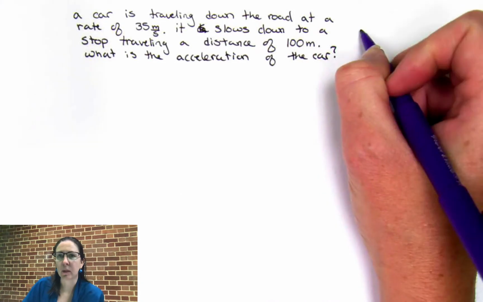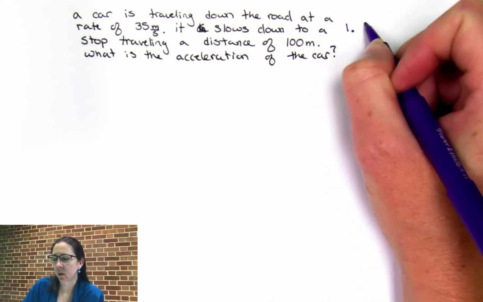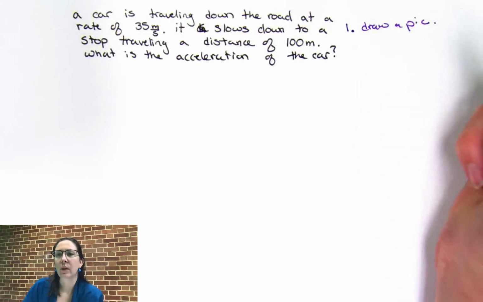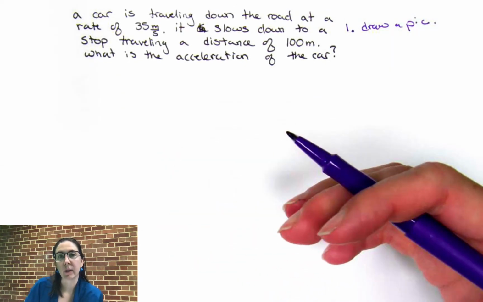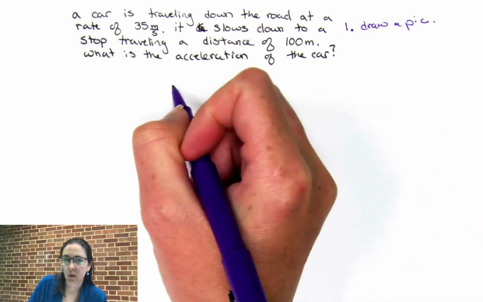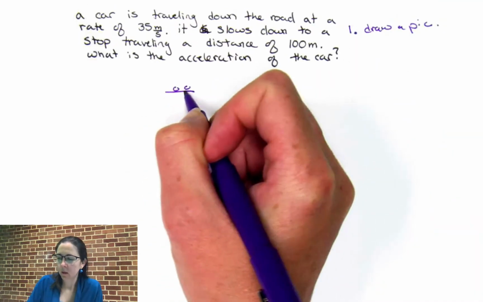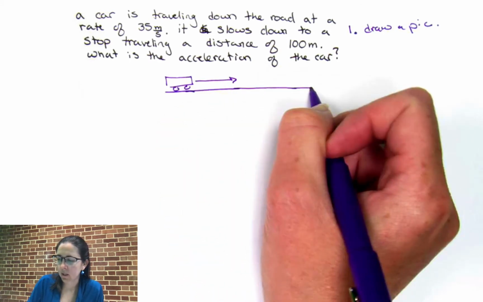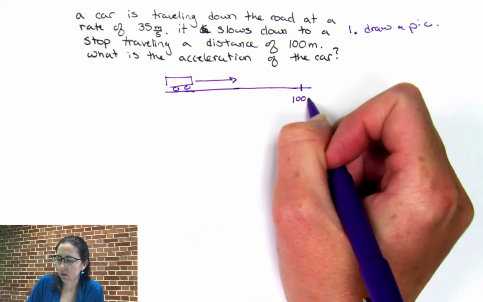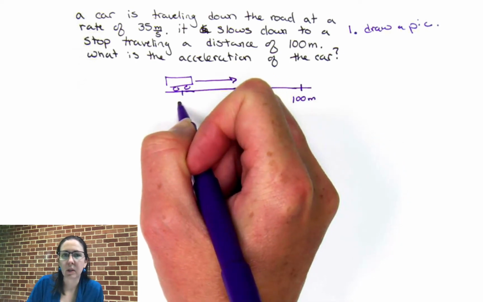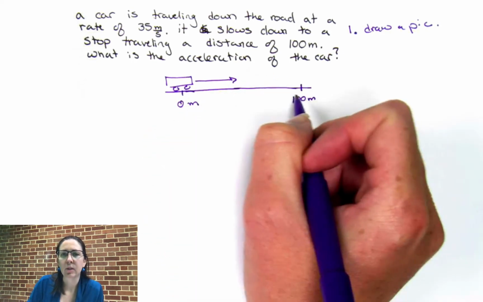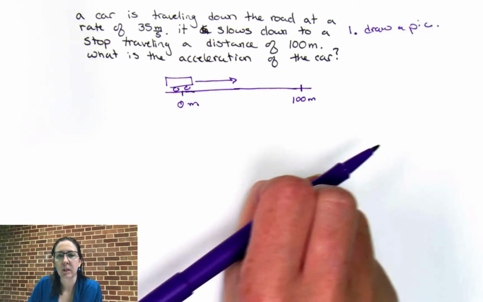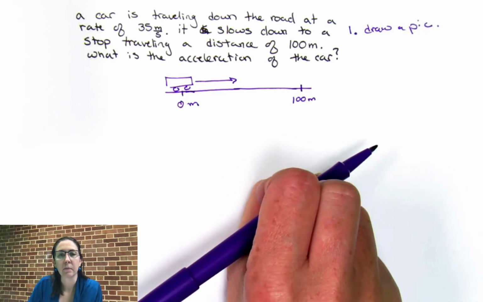And so step one is always to draw a picture. The reason we do this is so that you can determine which way is positive. So I'm going to draw my car here. It's traveling down the road, and then it stops here 100 meters later. So this is going to be 0 meters to start, and it's going to slow down. This automatically tells me that this is the positive direction because that's increasing numbers.